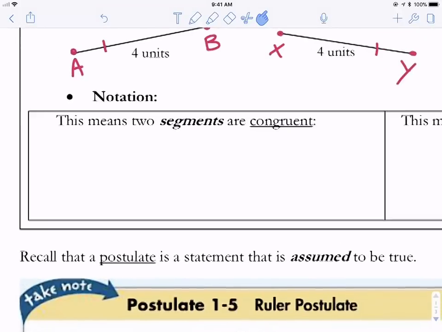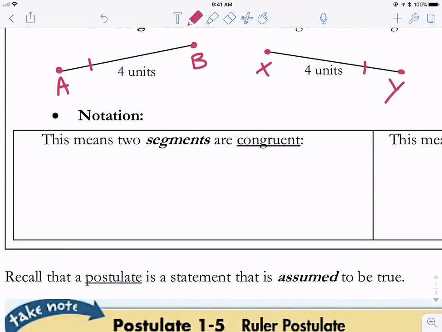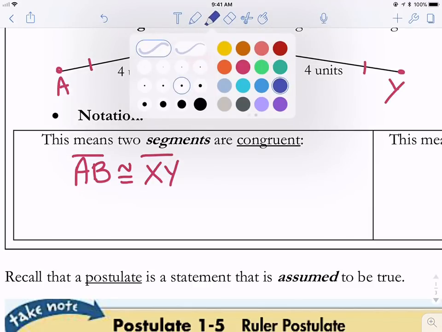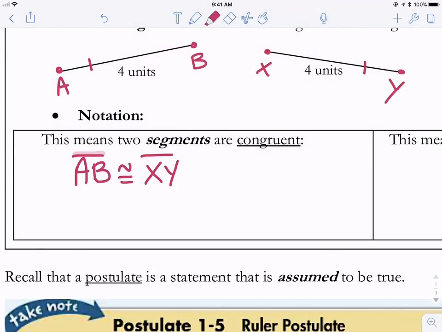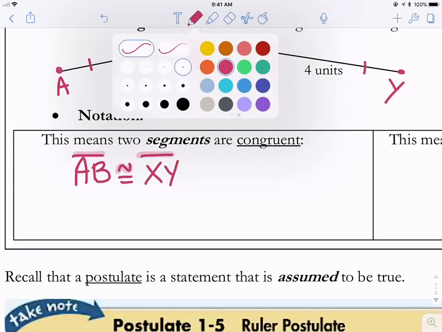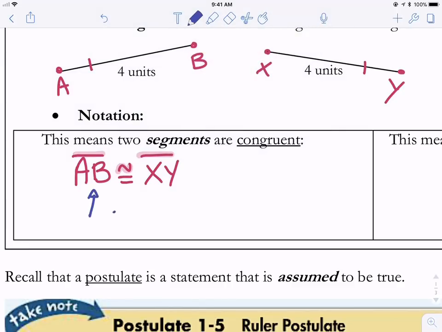Okay, notation. The notation for showing that two segments are congruent is you say segment AB is congruent to segment XY. Now, notice that when you have the bars here, you have the little tilde. So that's a tilde with an equal sign underneath it, and it says that the segments are congruent to each other. That refers to the segments.